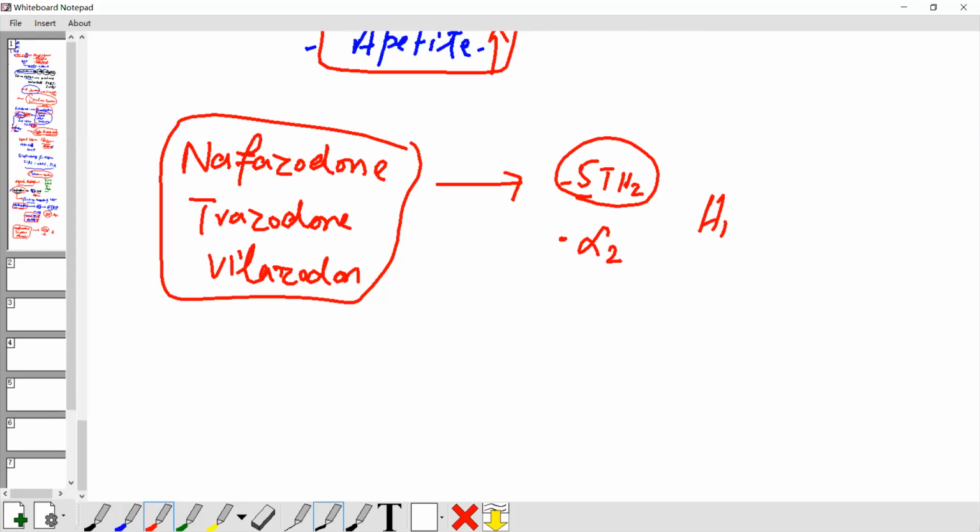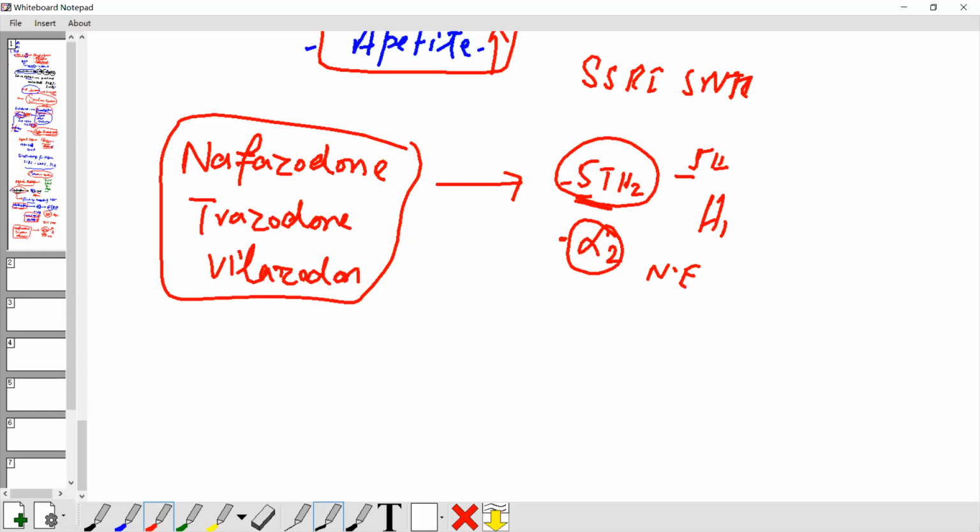No more negative feedback system. So you can increase serotonin. So no more negative feedback system for norepinephrine. You can increase norepinephrine, you can increase serotonin easily. So these drugs, you can see this group is totally different from SSRI. How? SNRI, how are they working?